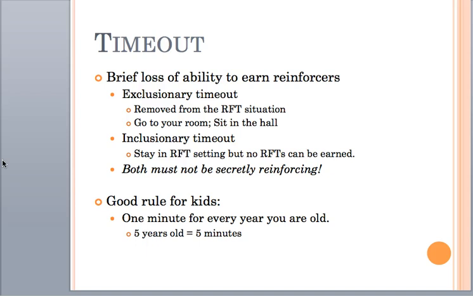A good rule when you're dealing with children is to give 1 minute of timeout for every year old that you are. So if you're 5 years old, you would get 5 minutes. If you're 4 years old, you would get 4 minutes. If you're 7 years old, you get 7 minutes. I don't want to talk about how many minutes I would get. I would be in timeout until the next day. So this only works for children.